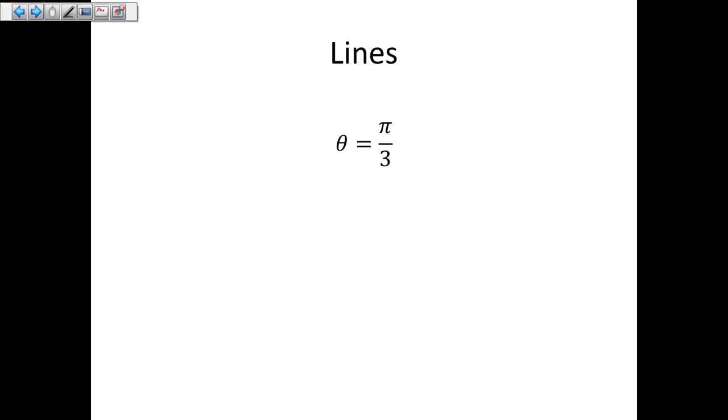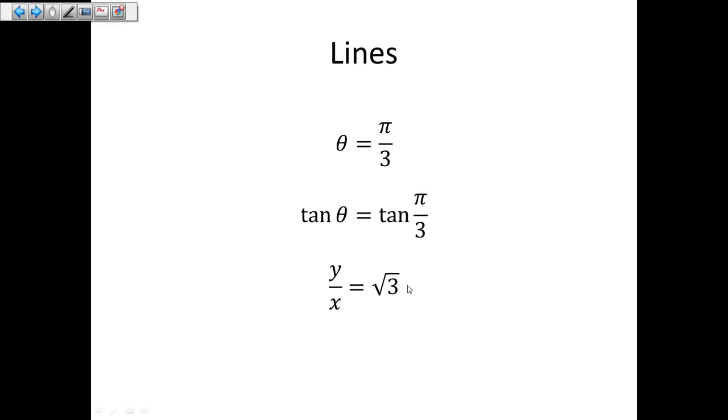If I want to trade this out, I don't really have anything to trade out for theta, or at least nothing nice. But if I take the tangent of both sides, now tangent theta, I can trade that out. I can actually substitute something in for that. And tangent of pi over 3, I can just look up what that's equal to. So the tangent is equal to y over x. We've got an equation for that. The tangent of pi over 3 is equal to the square root of 3.